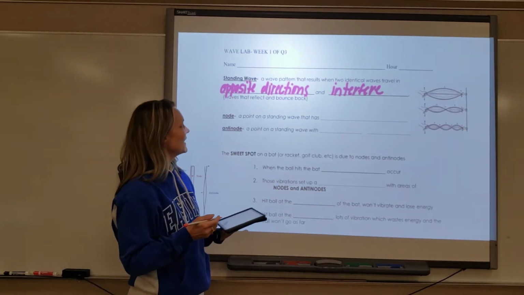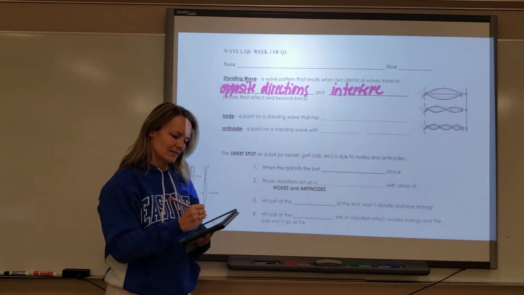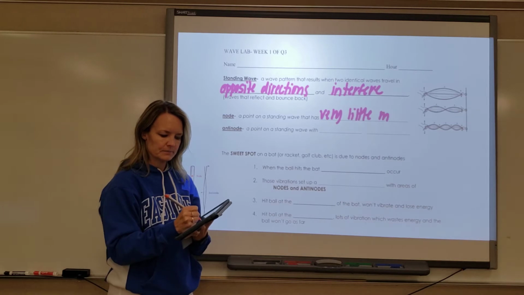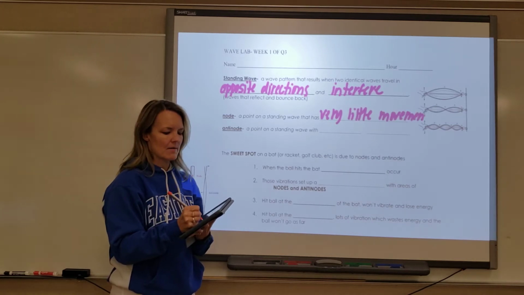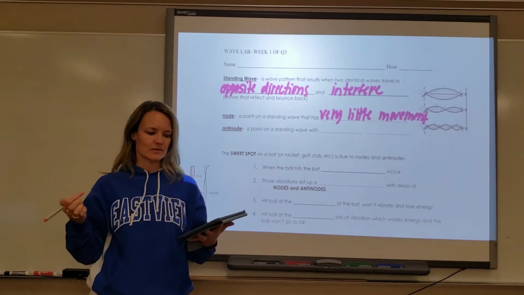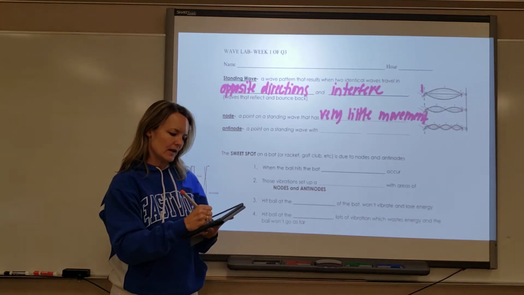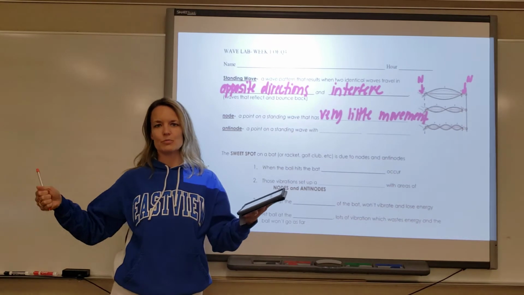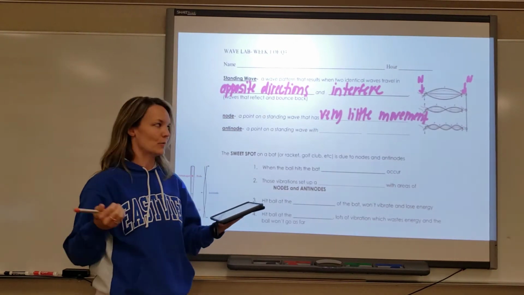The node is a point on a standing wave that has very little movement. So it does not move very much. It was where my two hands were. So in the case of right here is a node and right here is a node, the two fixed points are going to be your nodes where my two hands were.